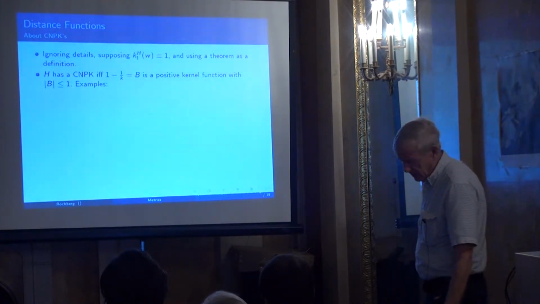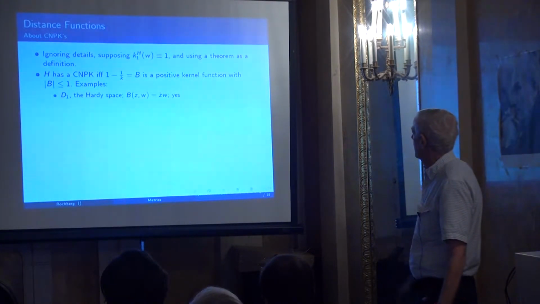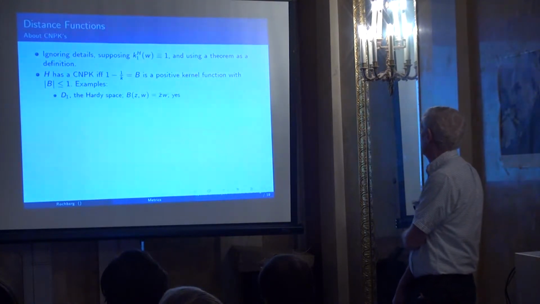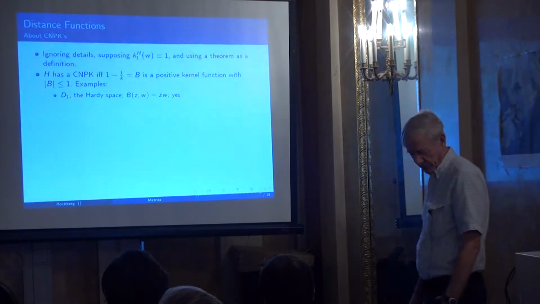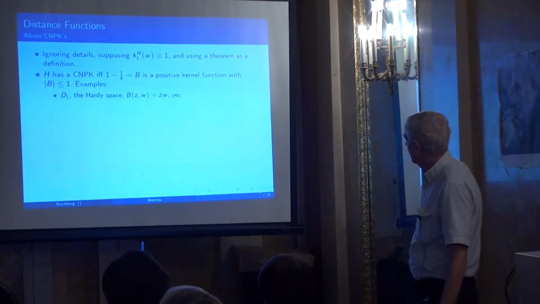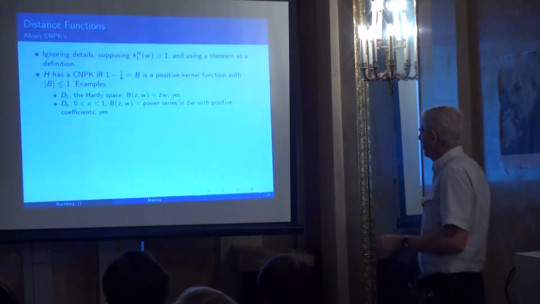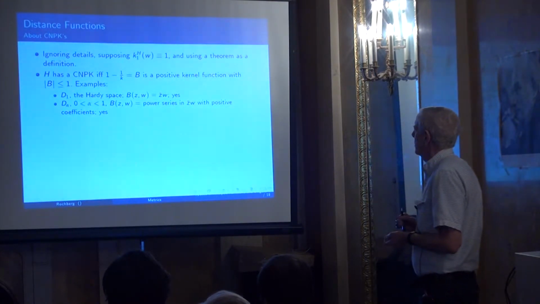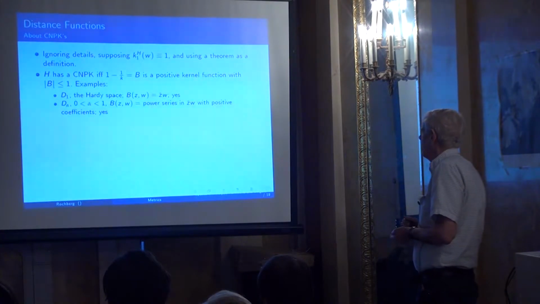The examples, the easiest example is the Hardy space. 1 over 1 minus the kernel function is z bar w, and you just notice that it's a positive kernel function. A more sophisticated example are these generalized Dirichlet spaces that I discussed the other day.